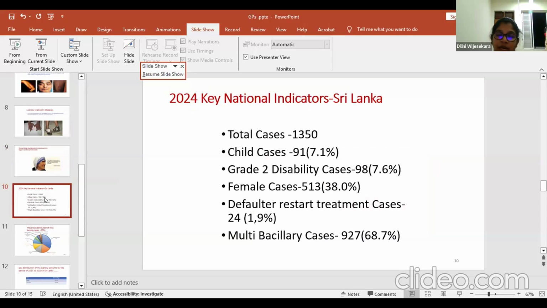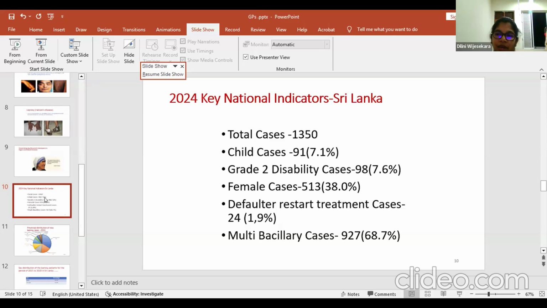So the grade 2 disabilities in leprosy: if a person is having some form of visible deformity, maybe in his eyes, his upper arms, or lower limbs, we would call them as having grade 2 deformities. In leprosy, we also have something called grade 1 deformities. If the person is having some numbness, as doctors, we can't see those things. So those people will be classified as having grade 1 deformities or disabilities.